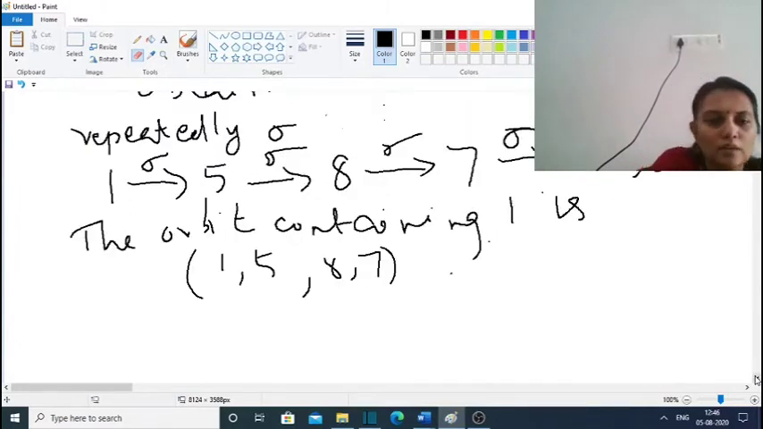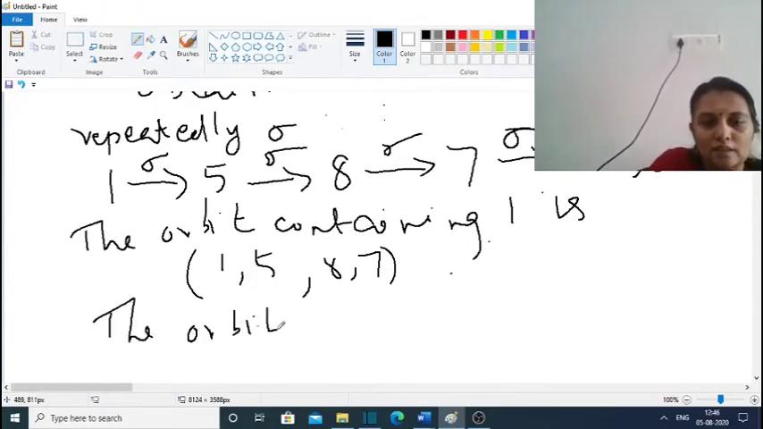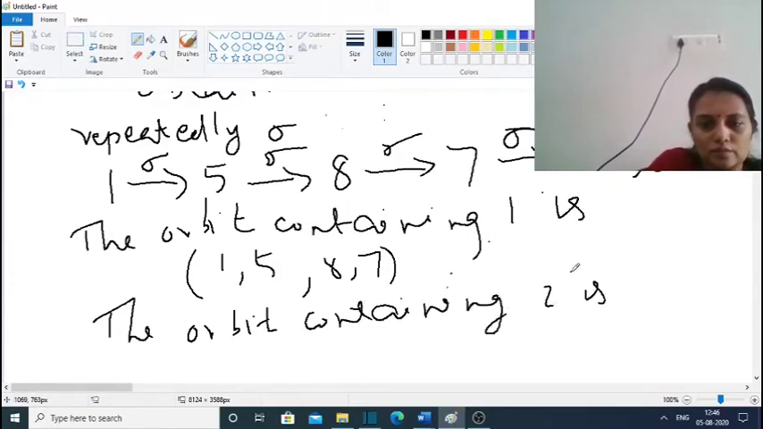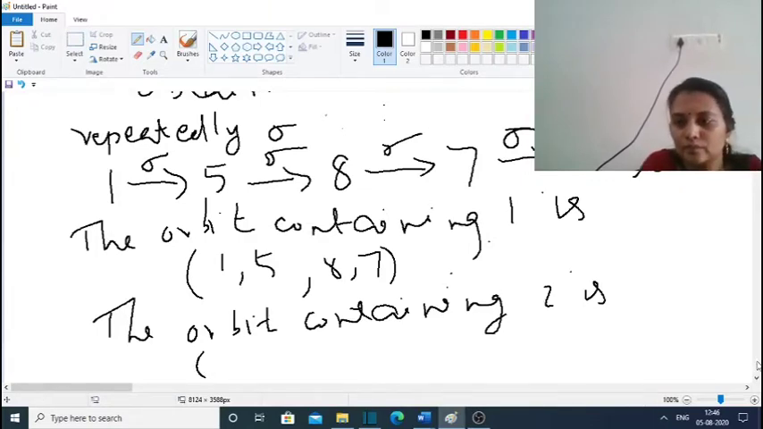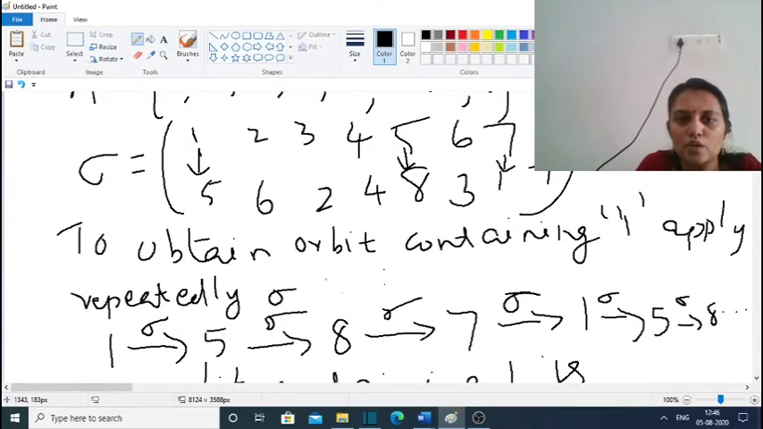Now for the orbit containing 2, applying sigma on 2, 2 goes to 6.